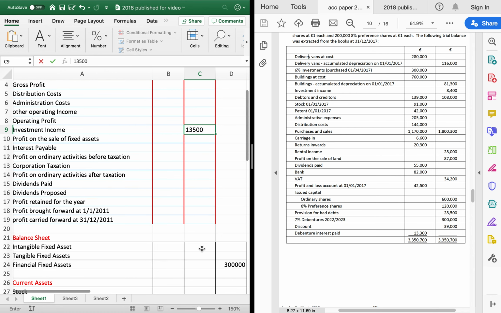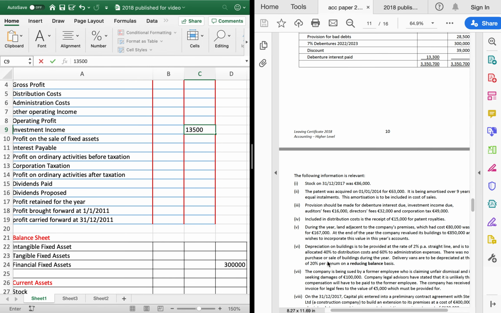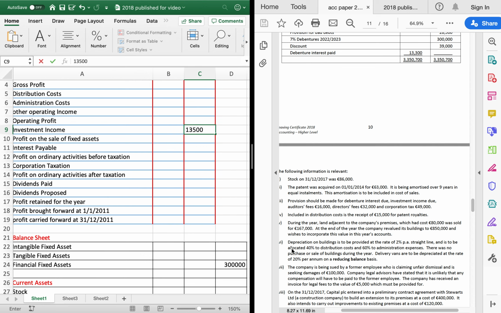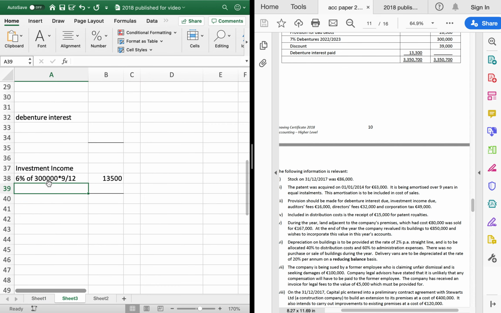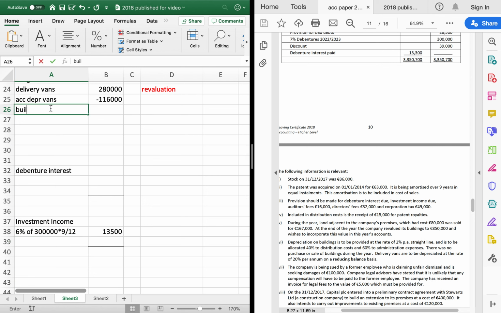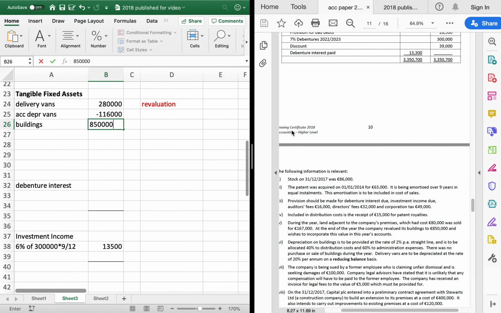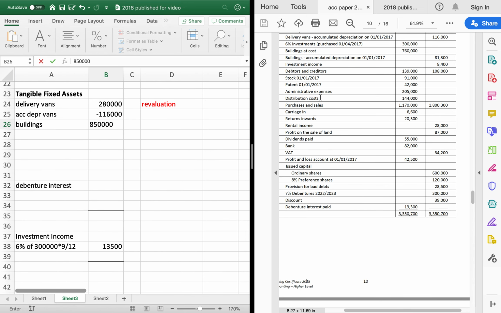Buildings at cost. Now, that was the one I said you're going to change. You're revaluing it to 850. So I'm going to put in 850 in my tangible fixed assets. And I'll worry about the rest of it after. Okay, so that's that one. Investment income, 8.4. That's the investment income we received. So that's used to work out investment income due. So we're supposed to get 13.5. We've received 8.4. And that'll give you 5,100 due.